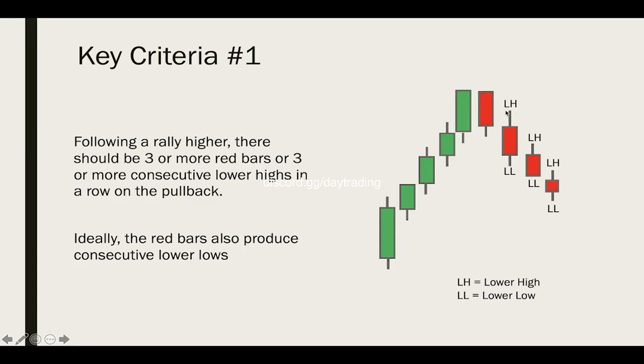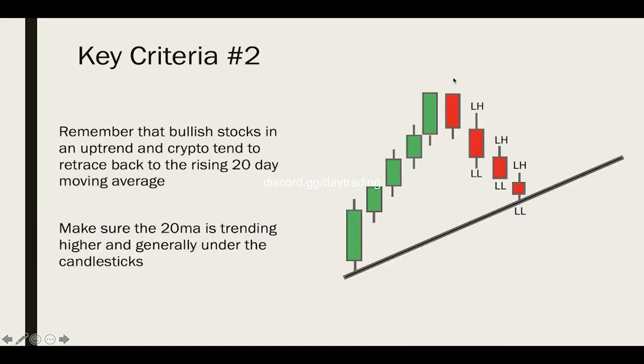Then this is the next high of the next candlestick. This is the next high of the next candlestick. And this is the next high, right? Notice how every high is lower than the previous one. Notice also how every low is lower than the previous low. That's what we want to see. We don't want to see we're down, then we're up, then we're down, then we're up, then we're down. We don't want to see that. We want to see 3 red bars in a row and ideally consecutive lower highs and lower lows, okay?